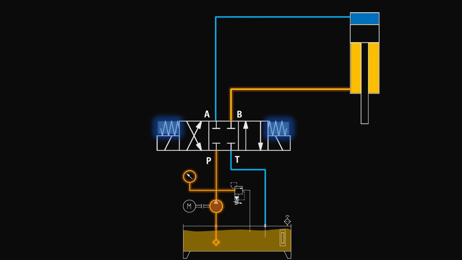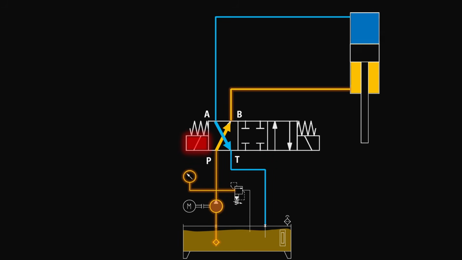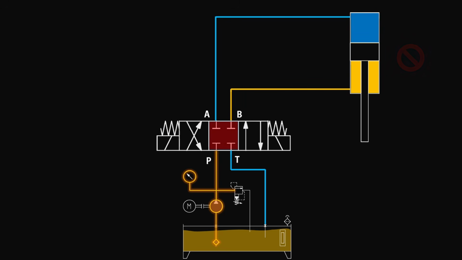In neutral position, all the ports are blocked, so no oil can flow through the valve. As a result, the cylinder stops immediately and is held at that position. So we use this valve in applications where we need to operate a double acting cylinder back and forth and also stop the cylinder at any position and hold it there.